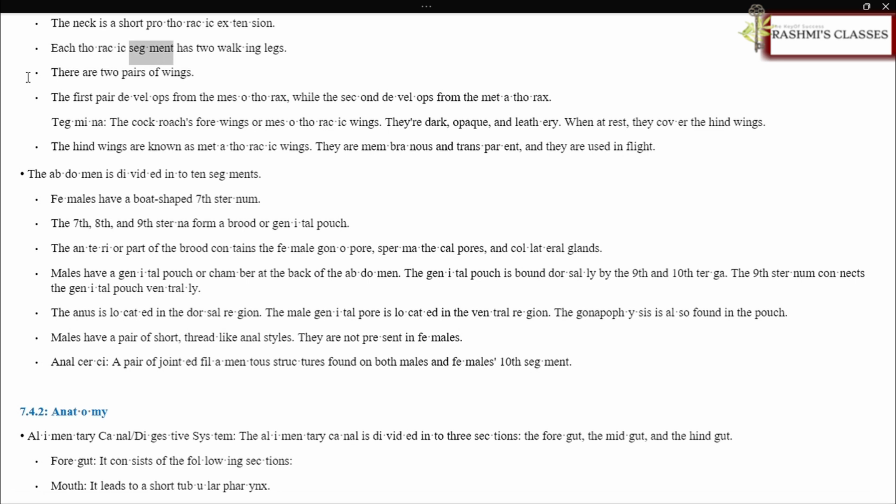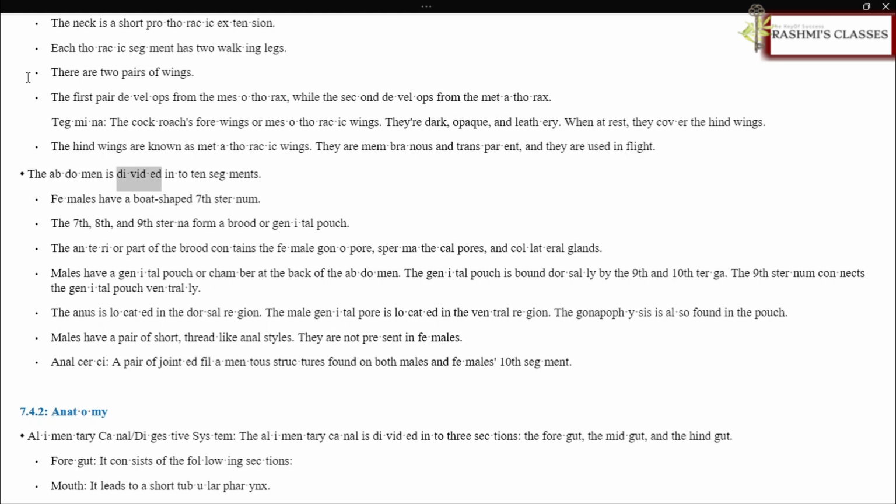Each thoracic segment has 2 walking legs. There are 2 pairs of wings. The first pair develops from the mesothorax, while the second develops from the metathorax. Tegmina, the cockroach's forewings or mesothoracic wings, are dark, opaque, and leathery. When at rest, they cover the hind wings. The hind wings are known as metathoracic wings. They are membranous and transparent, and they are used in flight.